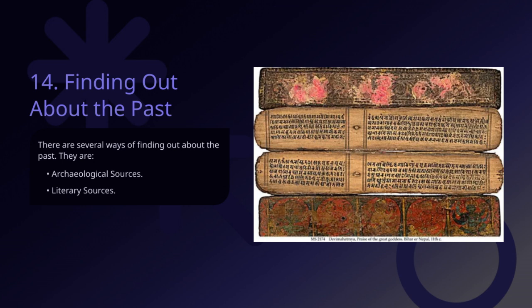Then, we have archaeological sources. These are physical artifacts, structures, and remains uncovered through excavation. They help us piece together history when written records are scarce or incomplete. Both types of sources are essential because they complement each other, giving us a fuller picture of the past. By examining these sources carefully, we can better understand the stories and experiences of those who came before us.